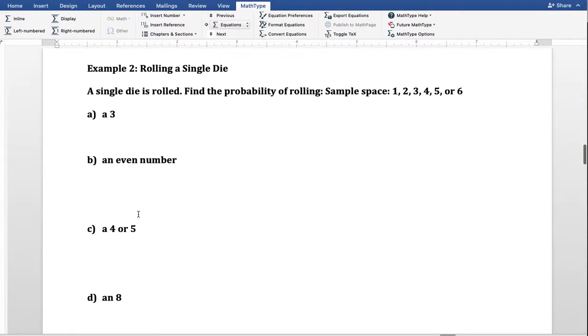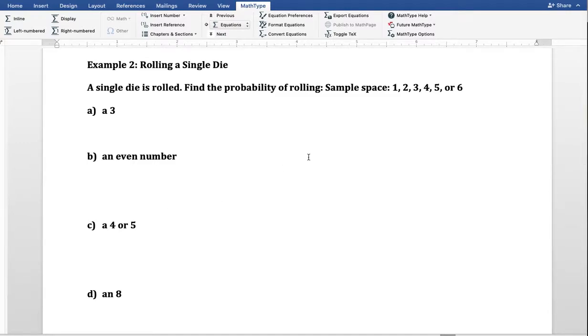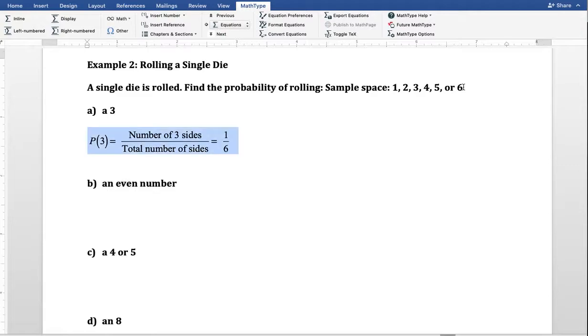So rolling a die, we think about our sample space, the numbers 1, 2, 3, 4, 5, or 6. We've got the probability of rolling a 3. Well, we would think about how many sides of a die have 3 out of the total number of sides. There is one side that's a 3 out of 6 total. If we look back at the sample space, there is 1 three out of 6 possible options, so the probability of rolling a 3 is 1 out of 6.